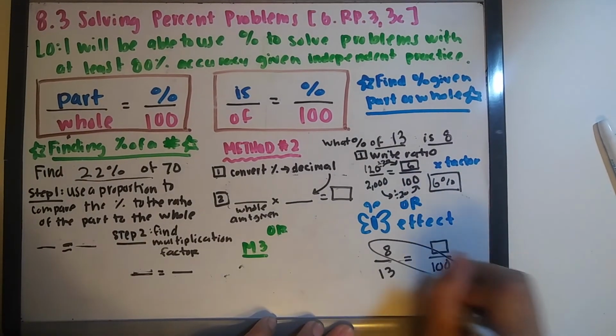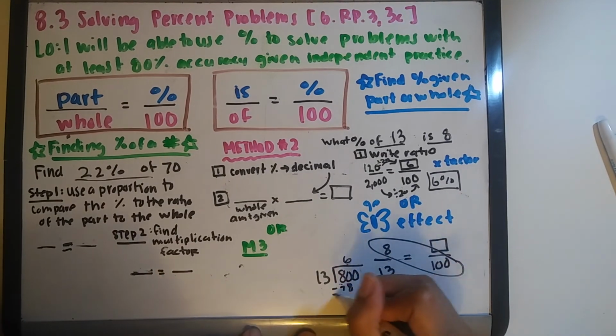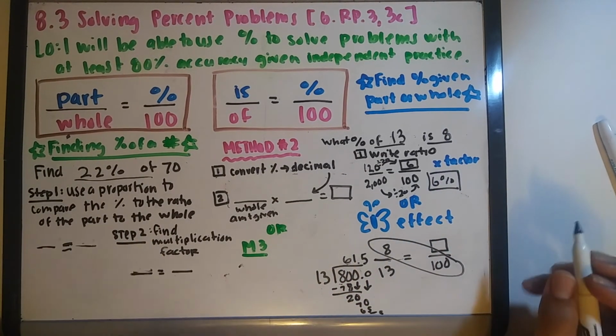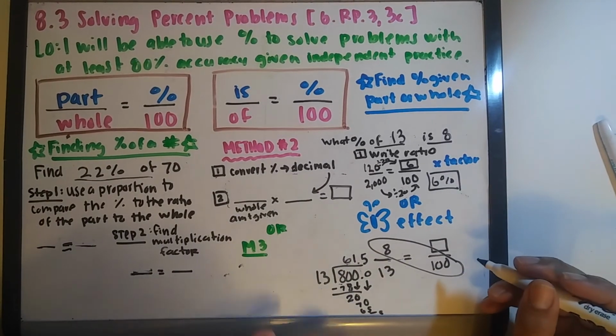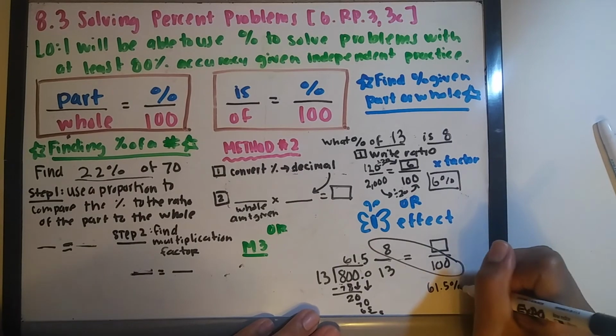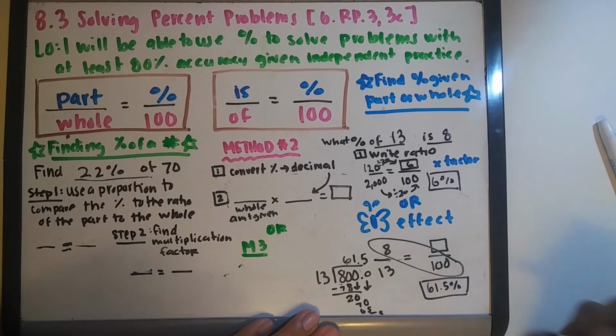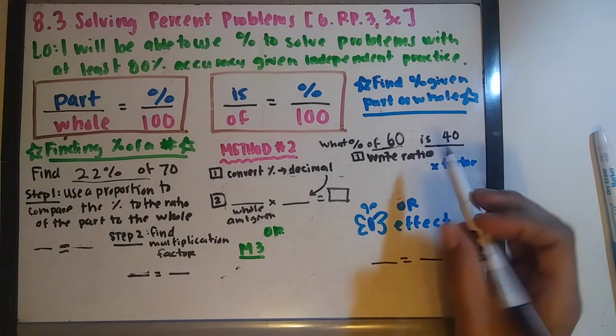So I'm going to multiply this two. So that will be 800. And I'm going to divide by 13. Okay. So I'm going to stop right there because that's probably going to be a non-ending number. So I'm just going to stop on my tens. And I'm going to say that this is basically 61.5% of 13. Okay. So let me give you one to practice. So go ahead and do that for me.